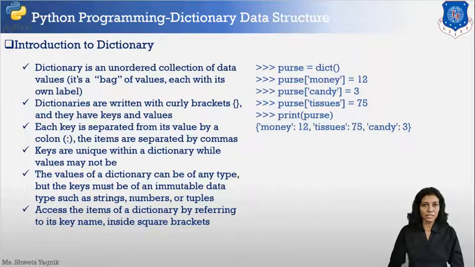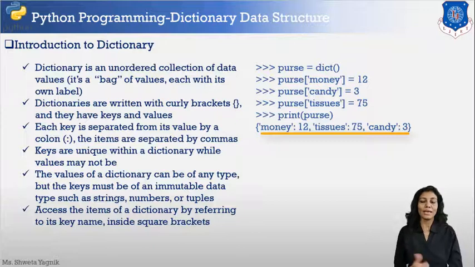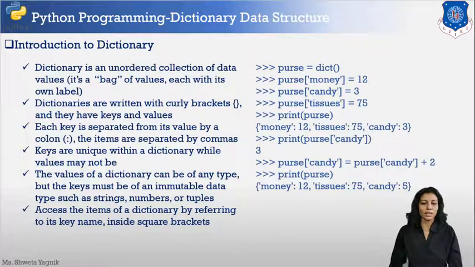When I print my dictionary, it will give me money, which is the key, separated from its value by colon, 12. Now this is a key value pair, that is money is 12, and it is separated from the next item by comma. So this is how dictionary works. Now if I want to print purse['candy'], what is the value of candy, how many candy items are there in my purse, then it will print like this. So this is how we can extract any of the items of a dictionary.